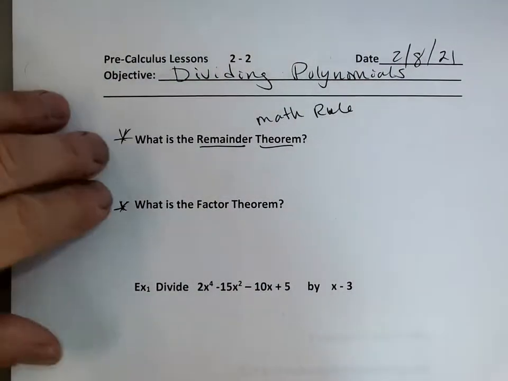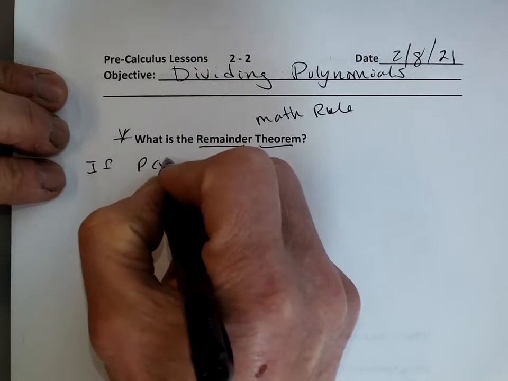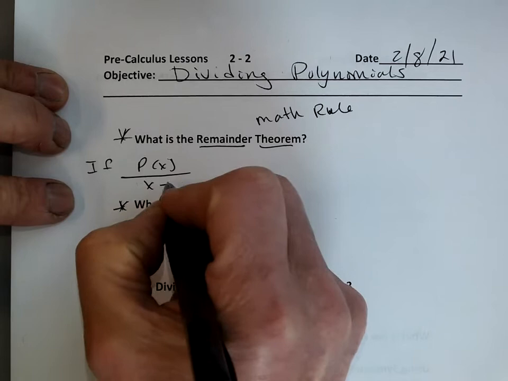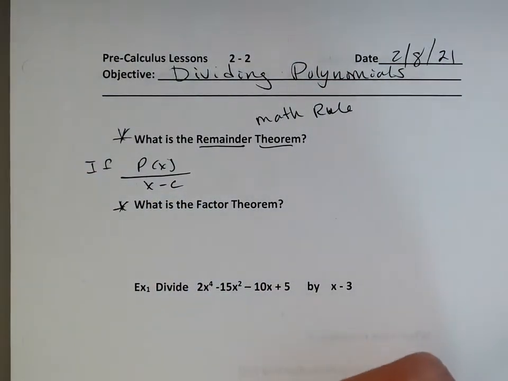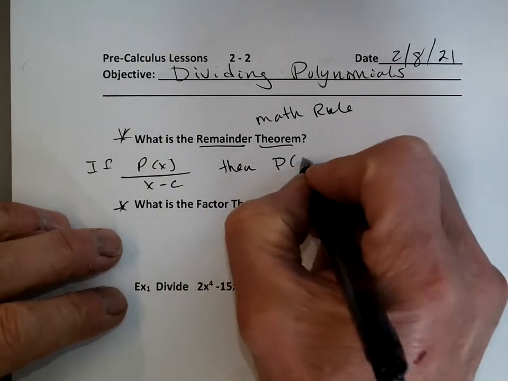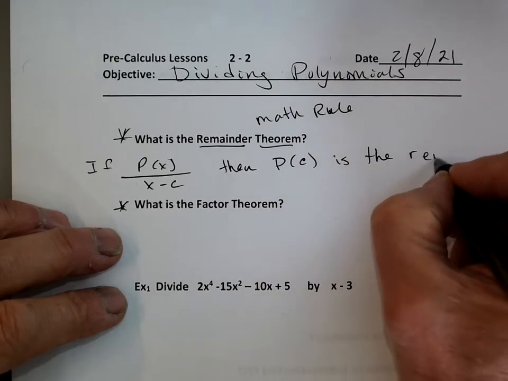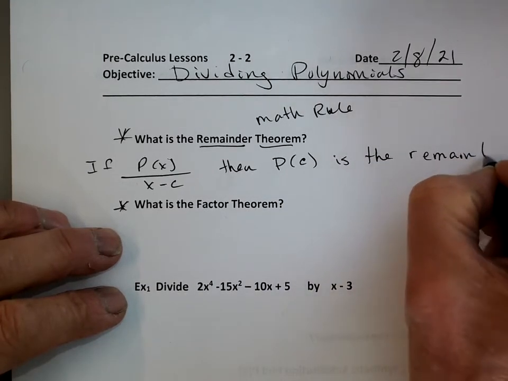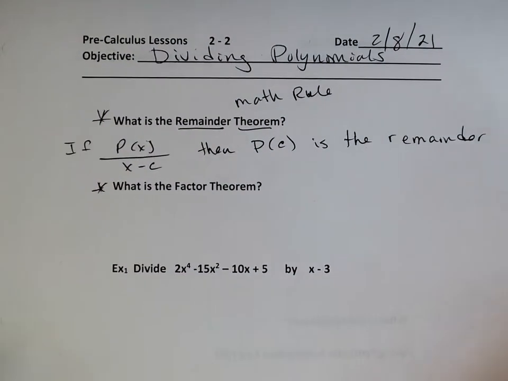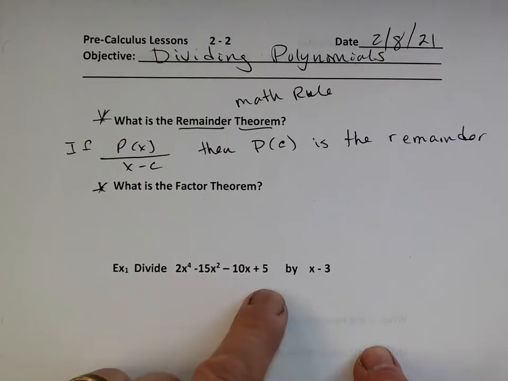So the remainder theorem says this. If P of x is divided by x minus c, then P of c is the remainder. Okay, what does that mean? Let me show you. So on example 1, I'm going to actually do that, okay? So in example 1, we're going to divide my polynomial by x minus 3.